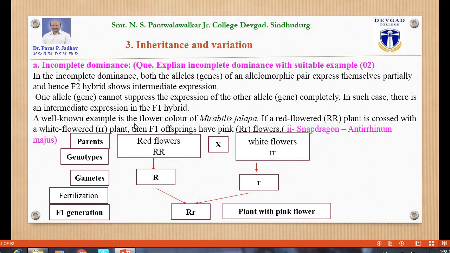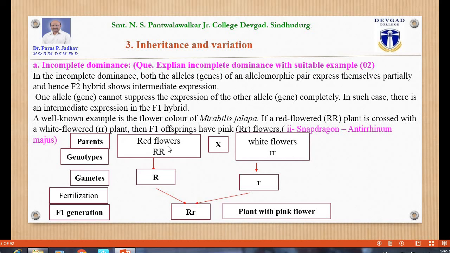A well-known example is the flower color of Mirabilis jalapa. If a red flowered plant is crossed with a white flowered plant, then F1 offspring have pink flowers. And second example is snapdragon, Antirrhinum. Now see here the details about this example of Mirabilis jalapa.